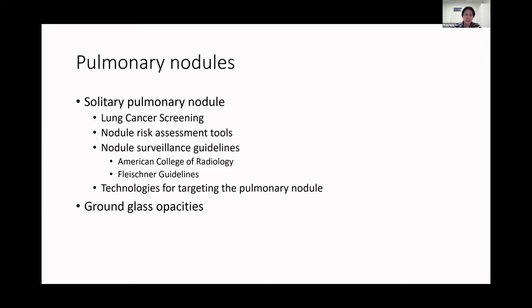I'll cover some lung cancer screening data, nodule risk assessment tools, some surveillance guidelines, and I guess if time allows, we'll have a look at some of the fun technologies that respiratory physicians might be using in the next 5 to 20 years. I'll also cover a little bit on ground glass opacities, because I think these often cause us a bit of grief when we encounter them, and what to do about them.